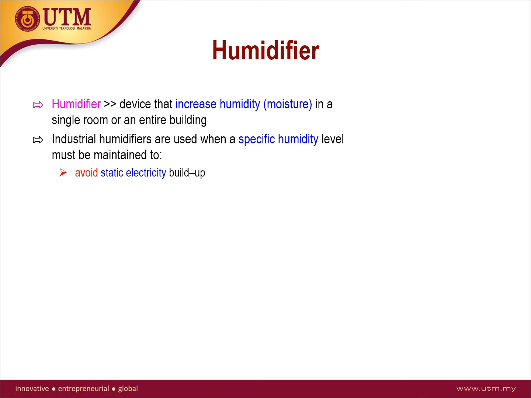Friction can produce static buildup and sparks when the humidity is below 45% relative humidity. When the relative humidity is between 45% and 55%, the static builds up at a reduced level, while when the relative humidity is above 55%, RH ensures that static will never build up. Secondly, preserve the material properties.